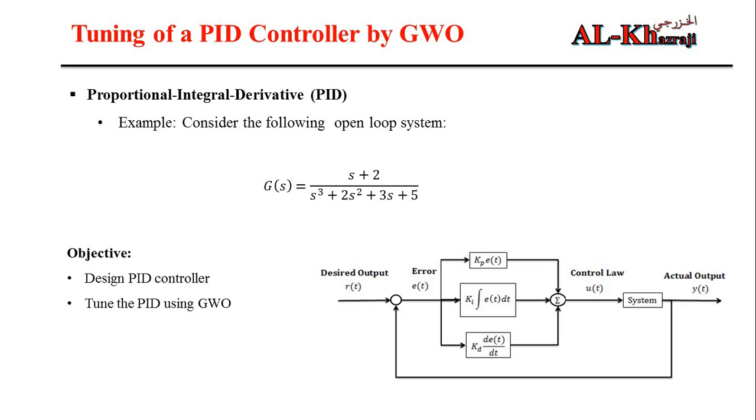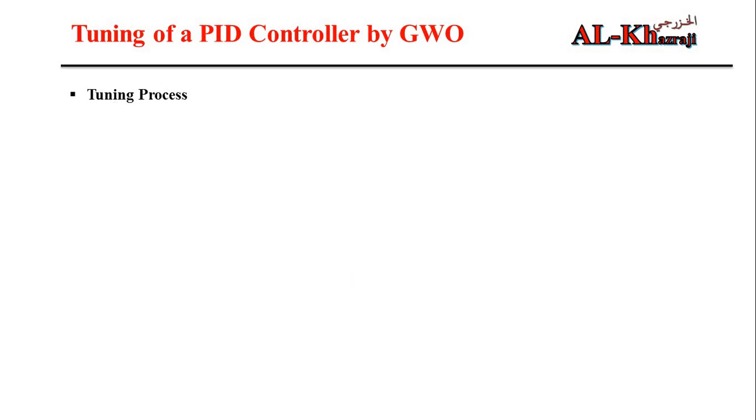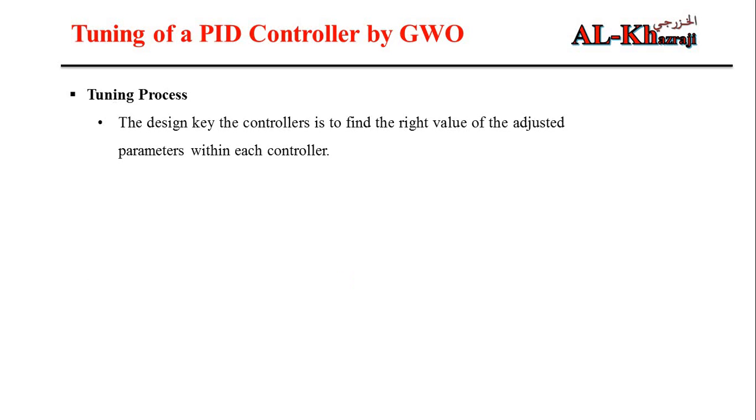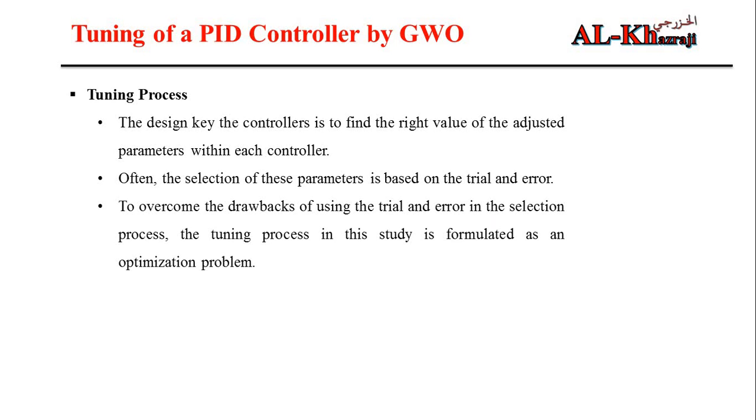Now, if the question is like this, we have a transfer function, and we need to design a PID controller for that system, and also we need to tune the PID using the gray wolf optimization. Now, just a quick recap of the tuning and the optimization. The key to designing a PID controller is to find the right values of the adjustable parameters, which are KP, KI, KD in the case of a PID controller. Mostly, this tuning is done by trial and error, just trying different numbers and different combinations in order to find the response that satisfies what you want.